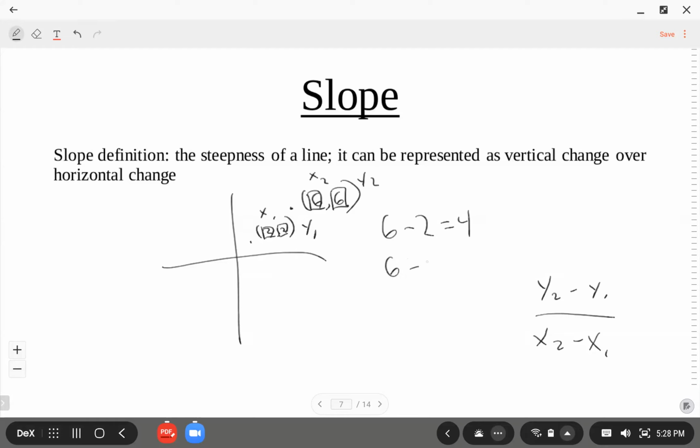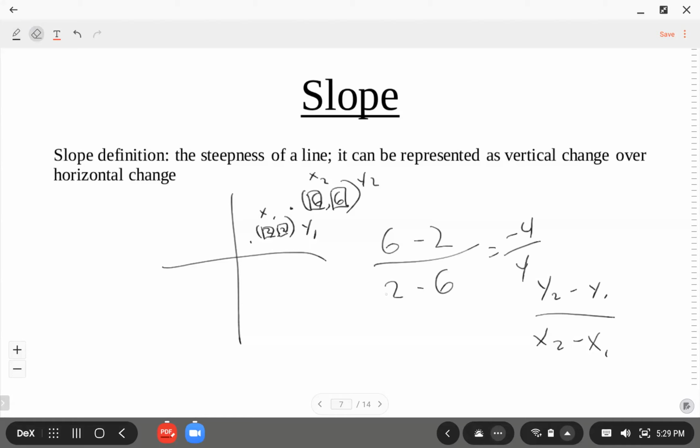6 minus 2 equals 4. So basically it would just be 4 over 4, which is 1. Now why isn't it negative 1? Why can't it be 6 minus 2 divided by 2 minus 6? It would be negative 4 over 4.